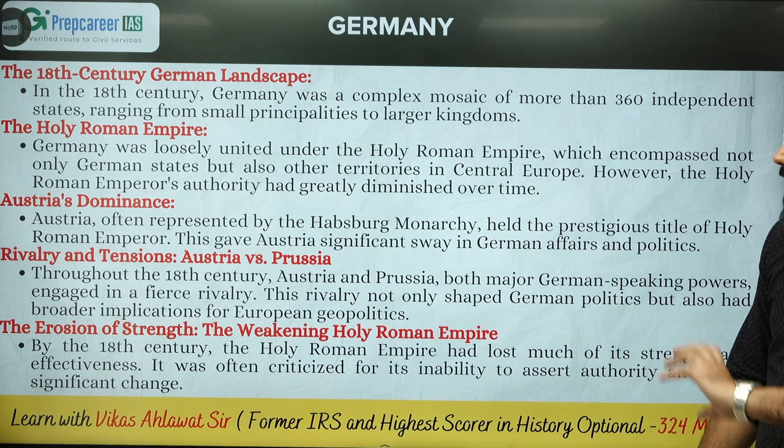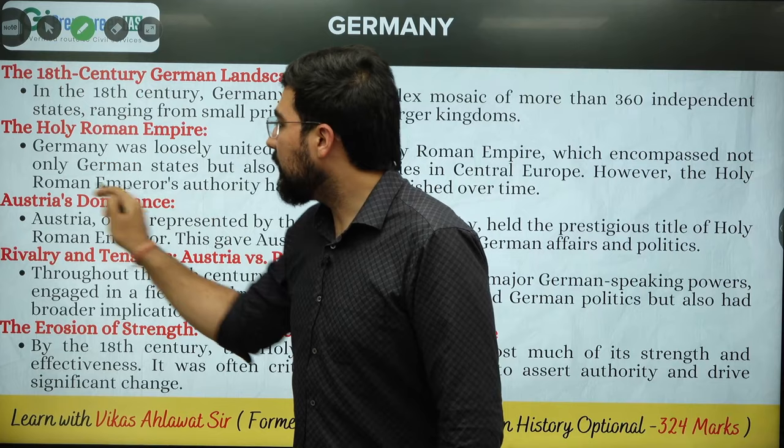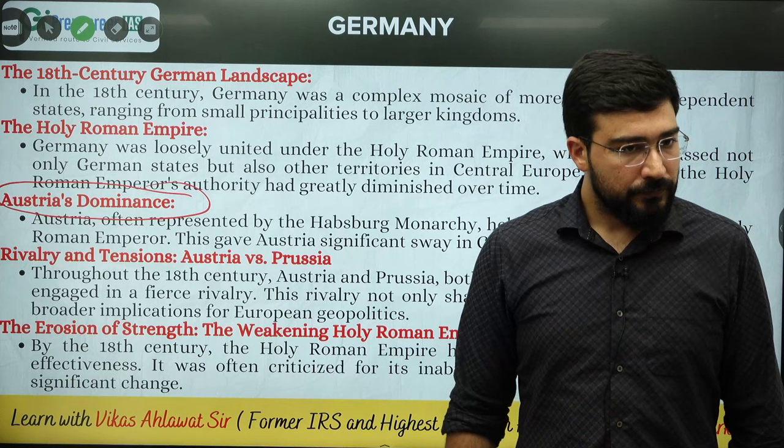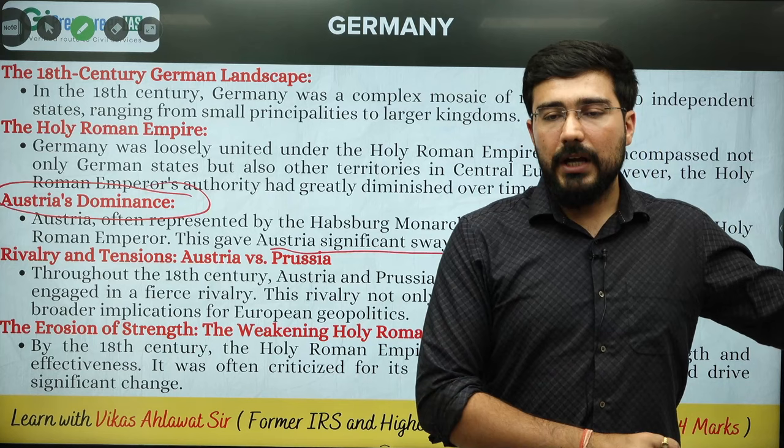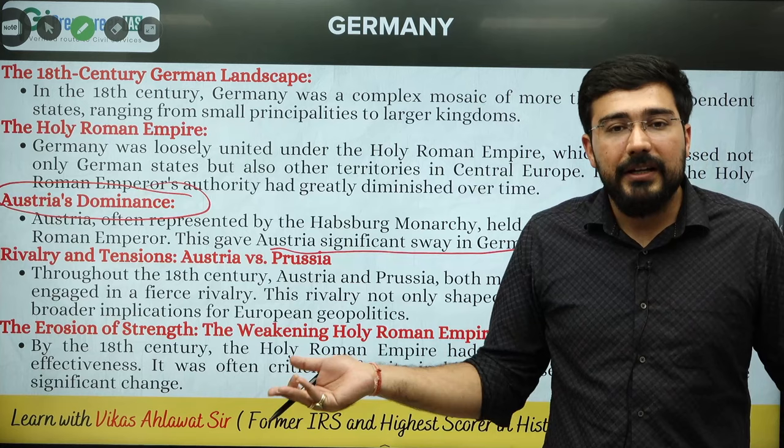And who used to dominate it? Austria. This is one thing which we have to remember. Austria used to dominate Germany. As a result of this, the unification of Germany had to wait a lot, because Austria's interest was divided. Even though it was half German, it also had other empires under its control. So under whose name can it create a German nation? This was the biggest problem.